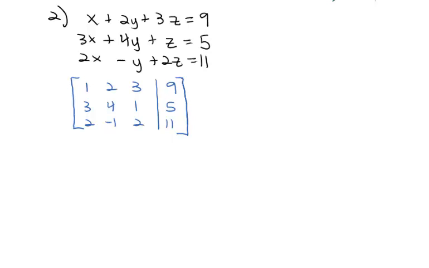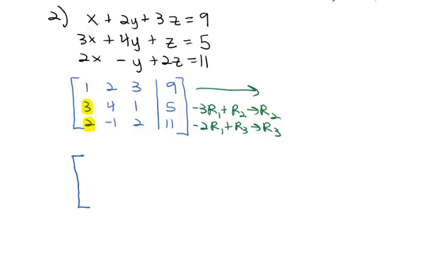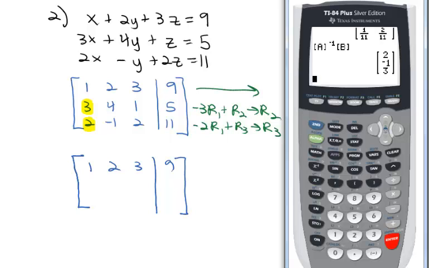So again, we see the 1 that we already want there. Next, we need zeros below. So what we're going to do is we're going to multiply negative 3, the opposite, times the pivot row 1, add it to row 2 to get our new row 2. We're also going to do negative 2 times row 1 plus row 3 to get the new row 3. And that's going to give us a new matrix. The first row is going to be the same, 1, 2, 3, 9. The second and third row, though, we're going to have the calculator do the ugly work for.